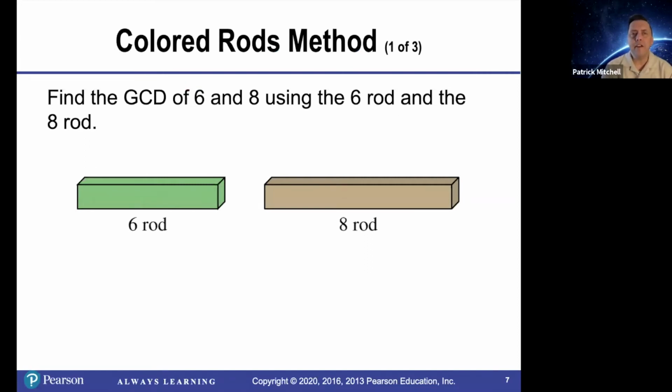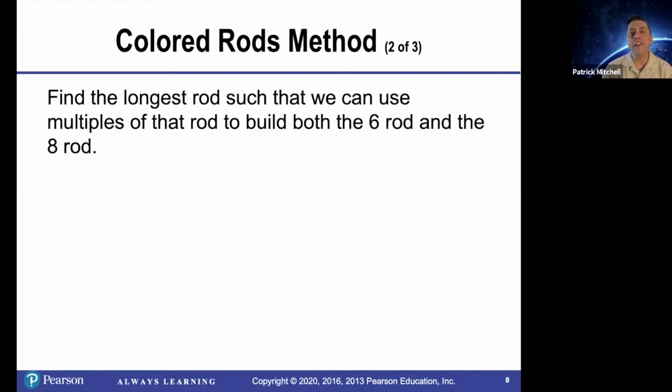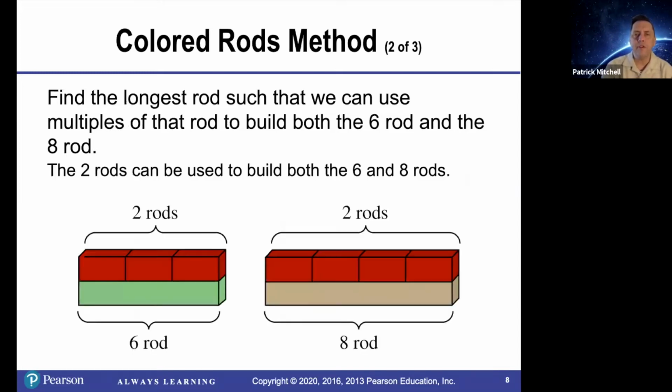Using colored rods, you can find the GCD of two numbers. For example, to find the GCD of 6 and 8 using the 6 rod and the 8 rod, you would find the longest rod such that we can use multiples of that rod to build both the 6 rod and the 8 rod. And when you see the picture, that might make more sense. You can use 2 rods to build both the 6 and 8 rods. So if you line 3 2 rods up next to the 6 rod, they're the same length. And if you line 4 2 rods next to the 8 rod, they're the same length.